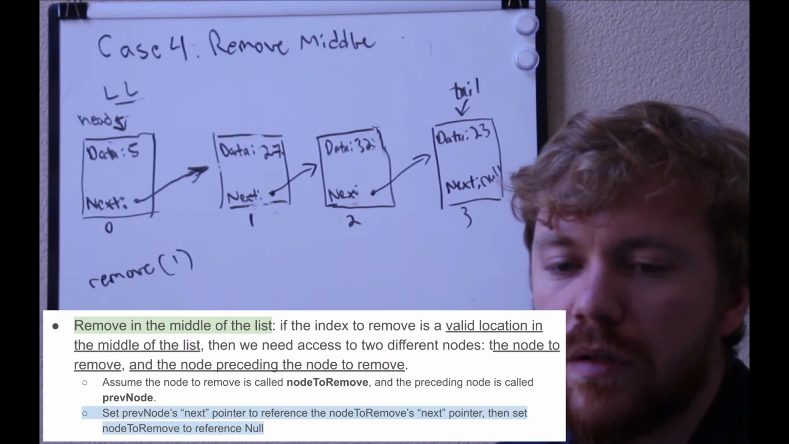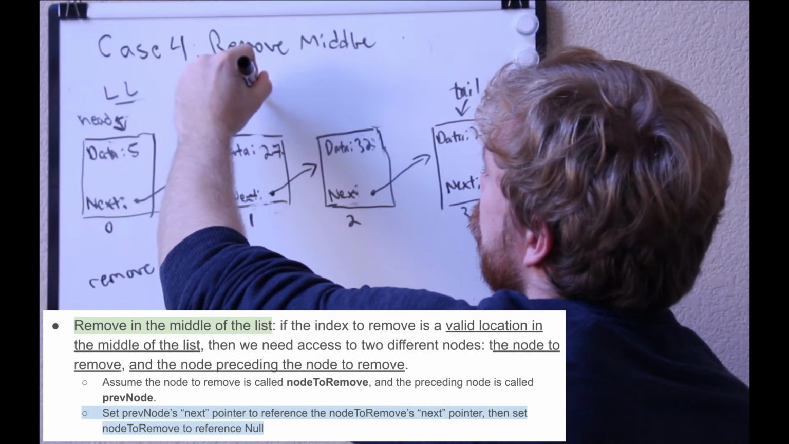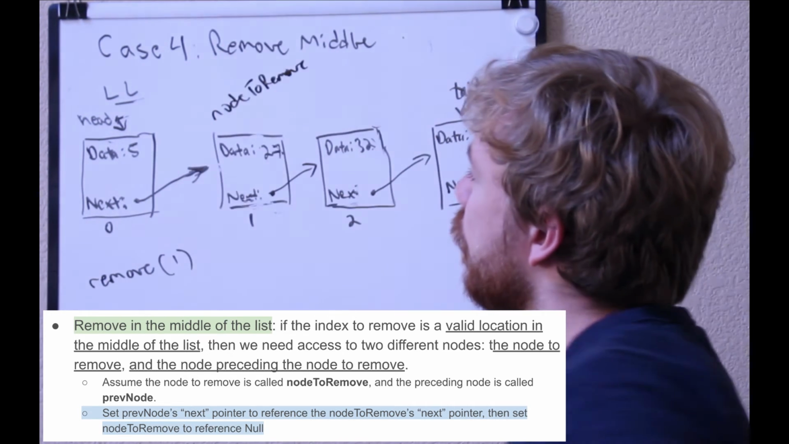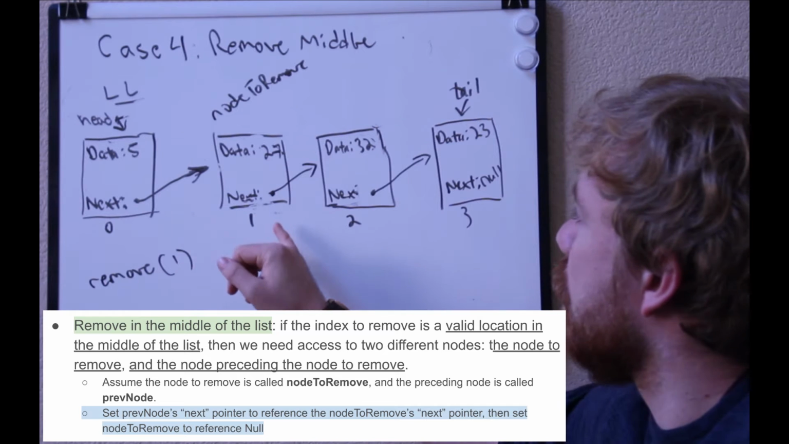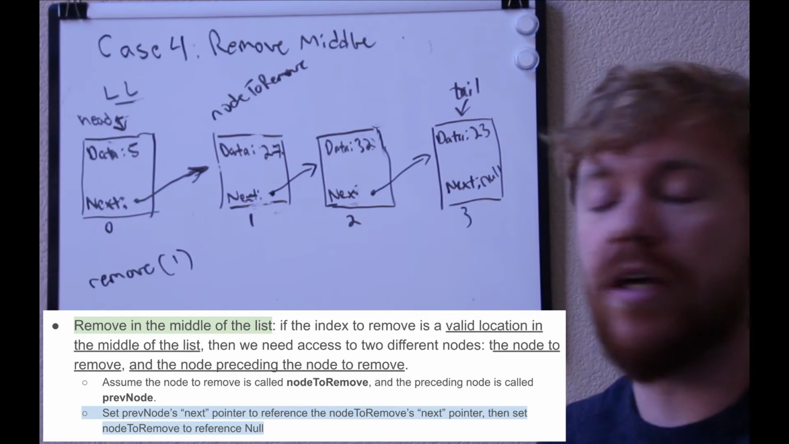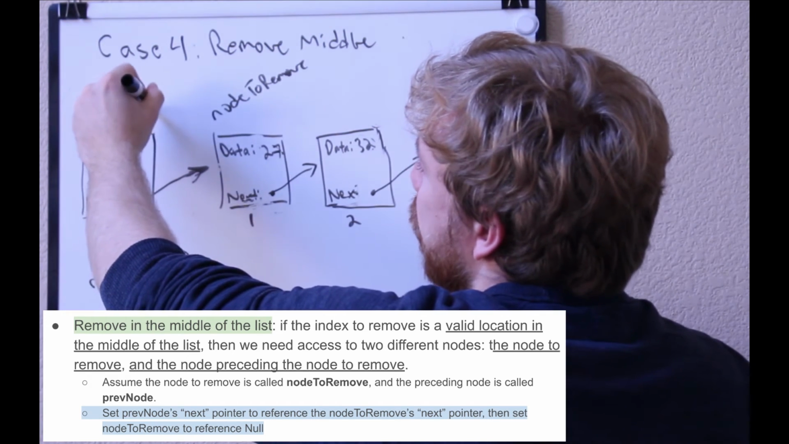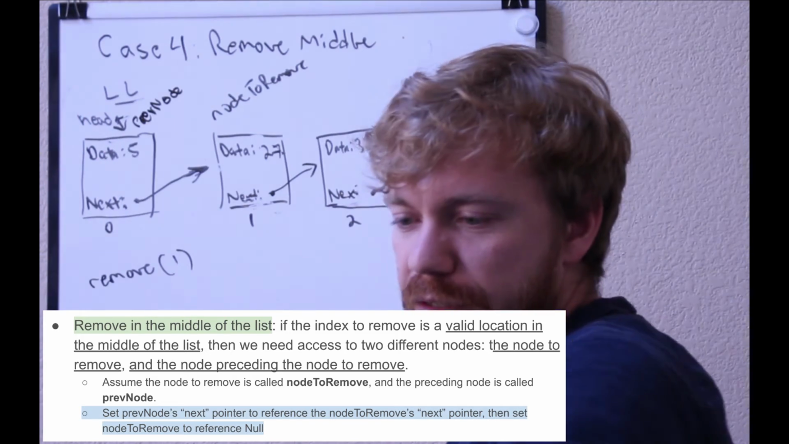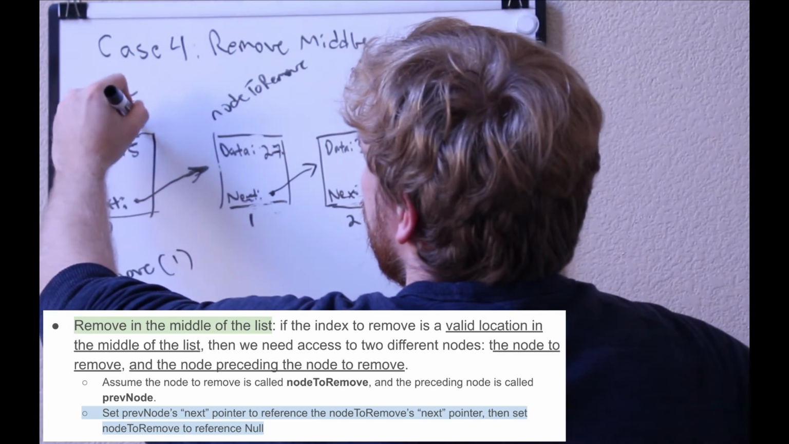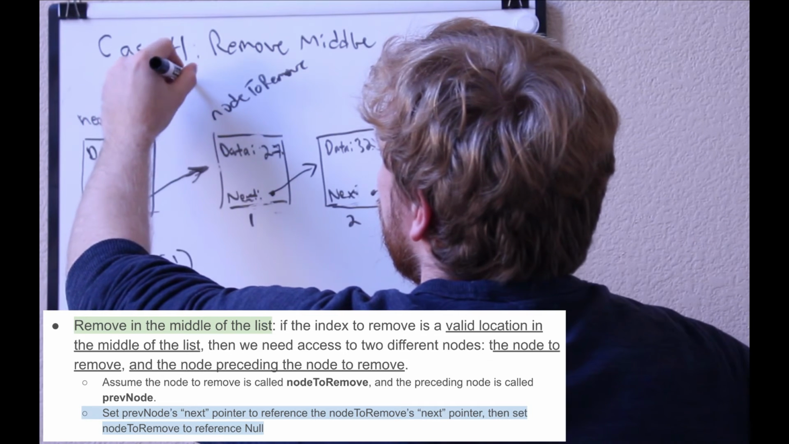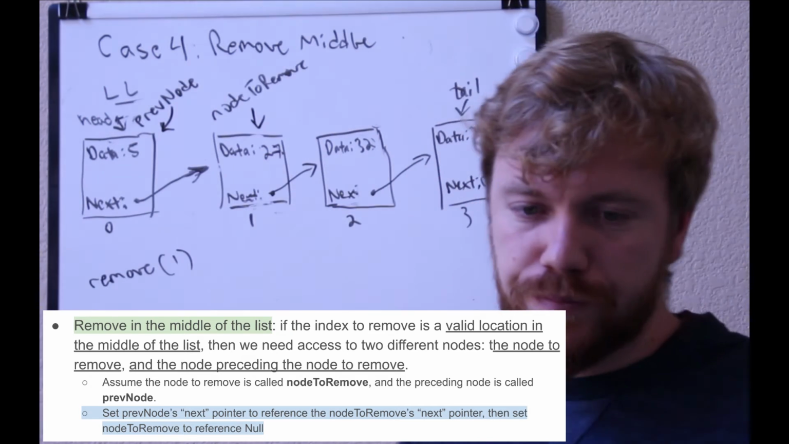So we're going to assume that this node to remove at index 1 is called node to remove. And that the node preceding the node to remove is once again called prev node. We're going to assume we have access to it. Now, conveniently, the previous node is also the head, but this won't always be the case. So prev node. That's pretty sloppy. We'll try it again. Prev node. Right, so this guy references here, and this guy references here.